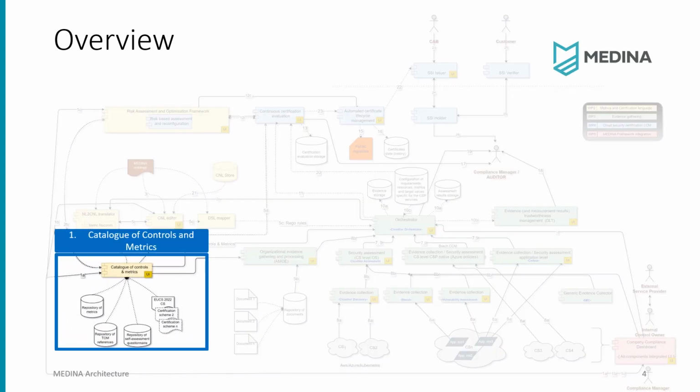The first building block relates to the set of catalogs being required by the different roles and personas interacting with MEDINA, and comprise the elements of a controls framework like EUCS. We call it Catalogue of Controls and Security Schemes. It also includes things like technical and organizational measures, TOMs, reference implementations, and equivalences among controls in different schemas.